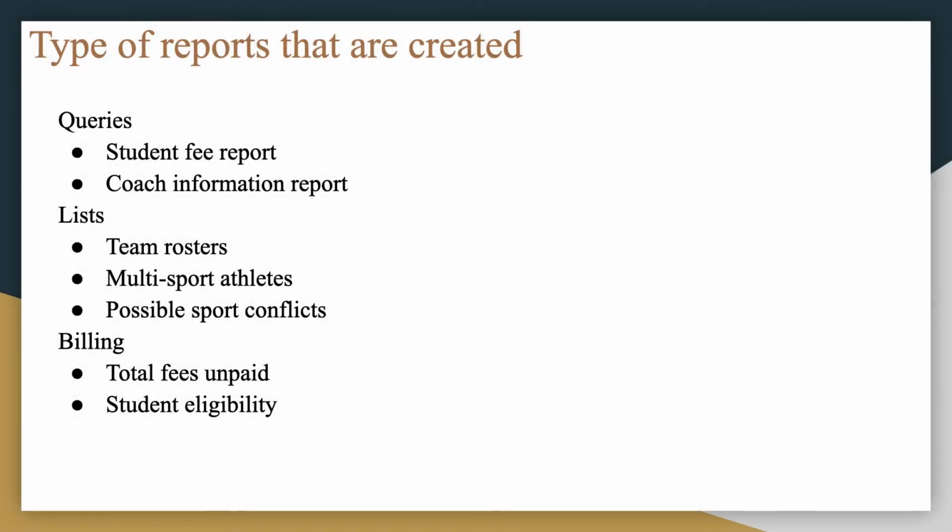There are three main types of reports that are created. The first one is queries, which would be included with the student fee report as well as the coach information report. The second is lists, such as a team roster, athletes who are in more than one sport, as well as possible sport date conflicts. And the third one is billing, which is the total fees unpaid, and they can be grouped by children, by sport, and by parents, as well as the total student eligibility.